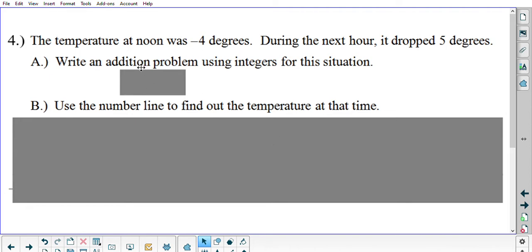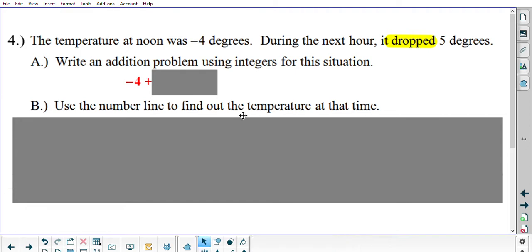It said the temperature at noon was negative 4 degrees, so that's going to be negative 4. The problem said you must write an addition problem. That's part A, write an addition problem. So you have no choice. You have to put plus. Now, I know that might have confused some of you. Some of you might have been like, Mr. Underkoffler, when it drops 5 degrees, that made me think subtracting 5.